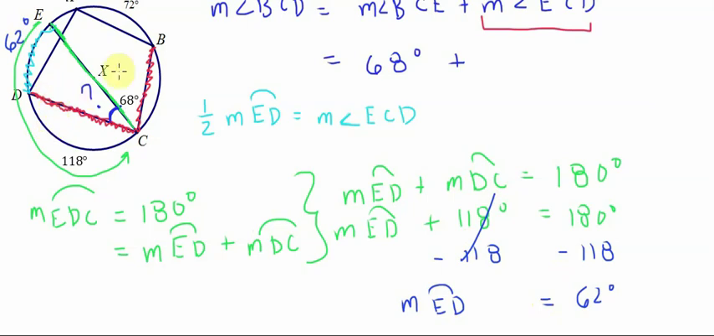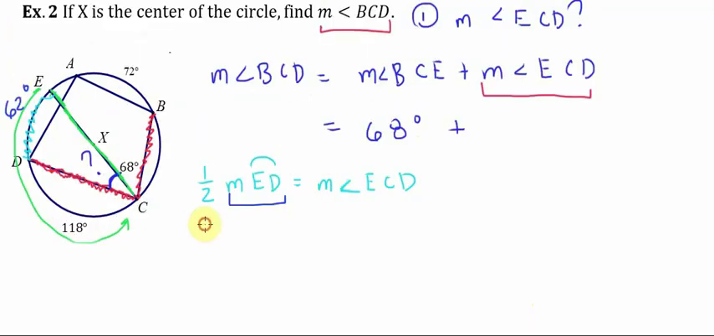And so going back to the original question I was trying to answer, now that I have the measurement of arc ED, I can do some substitution and I can get ECD. All right, so doing some substitution, I have 1/2 the measurement of ED was 62 equals the measurement of angle ECD.